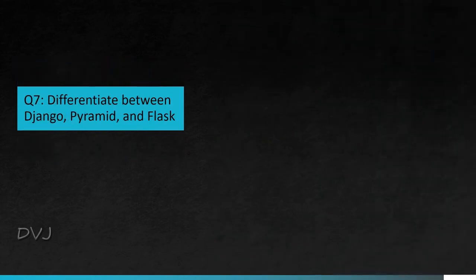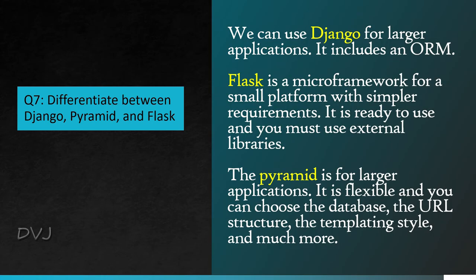Question number 7. Differentiate between Django, Pyramid, and Flask. We can use Django for larger applications. It includes an ORM. Flask is a micro-framework for a small platform with simpler requirements. It is ready to use, but you must use external libraries. Pyramid is for larger applications. It is flexible and you can choose the database, the URL structure, the templating style, and much more.